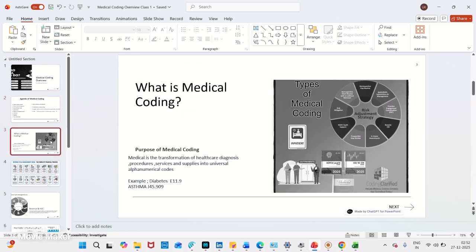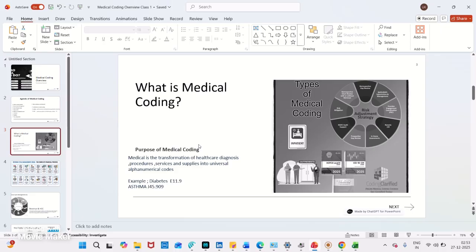So, what is medical coding? Medical coding is the process of converting a patient's medical diagnosis into standardized codes. Medical coding is the transformation of healthcare diagnosis, procedures, services and supplies into universal alphanumerical codes.